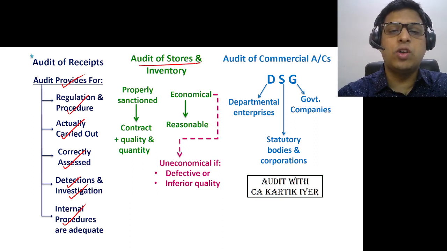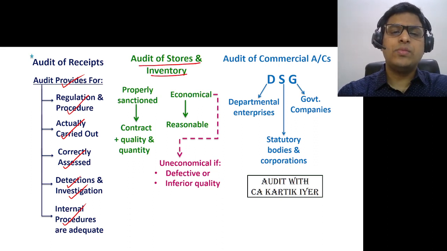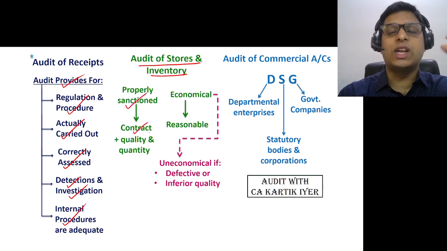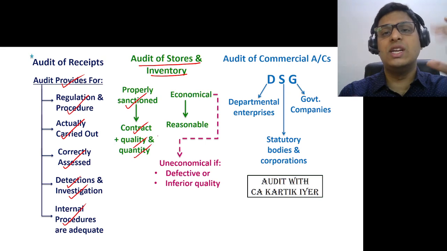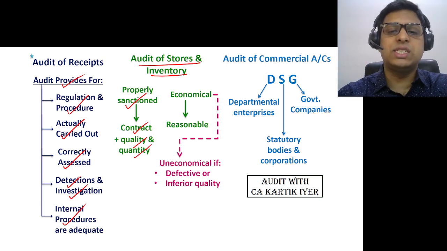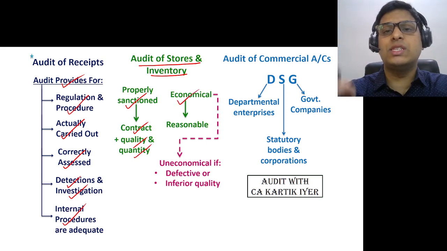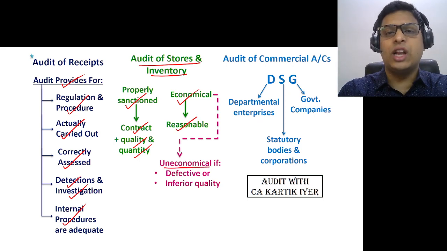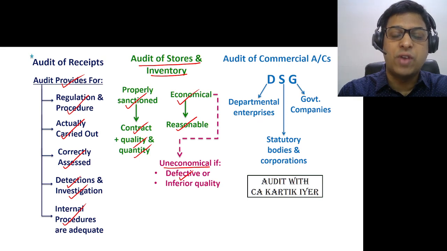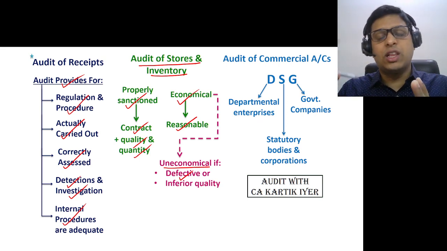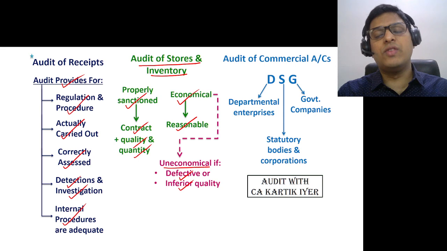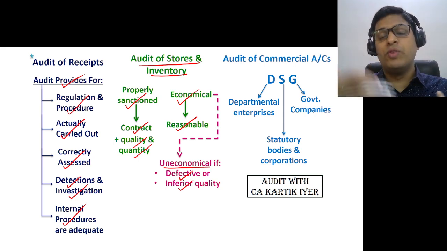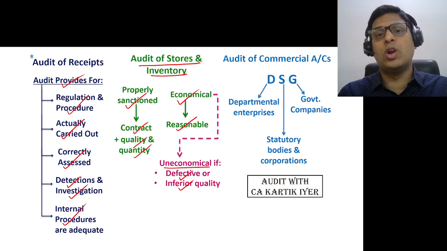Next is audit of stores and inventory. Stores and inventory, very, very important. It should be properly sanctioned, whether it is as per the contract and whether the quality and the quantity is properly checked. Next is everything should be economical. Economical means the expenditure should be done at reasonable limits. If it is defective, you have to rerun the production and the cost will increase. Or if the product is of inferior quality, again the cost will increase because inferior quality product will not be accepted. So you will be forced to make goods with superior quality.